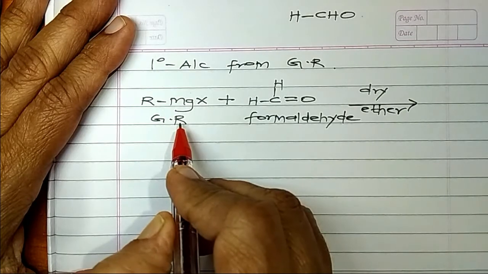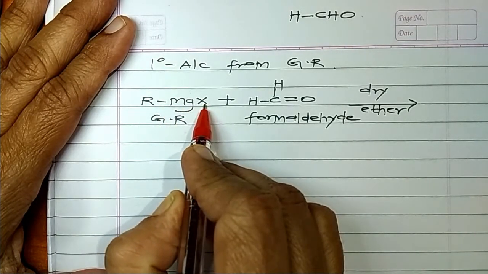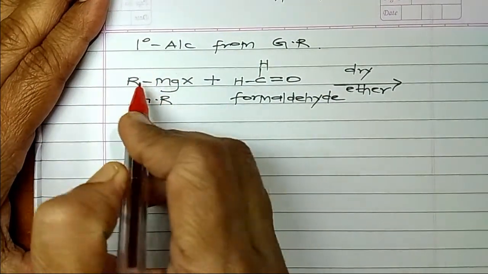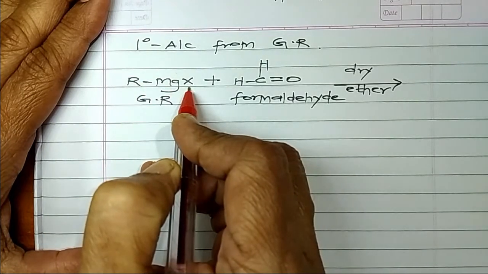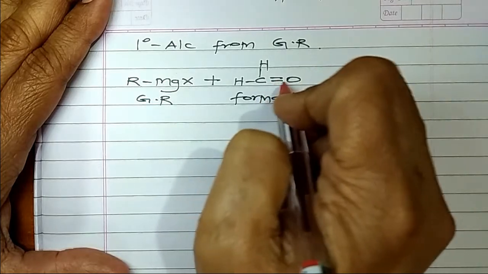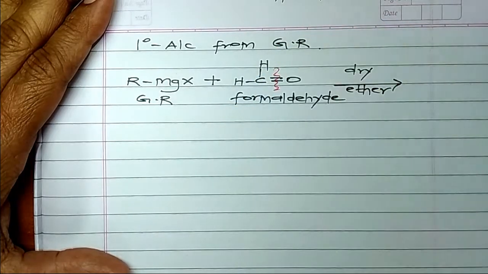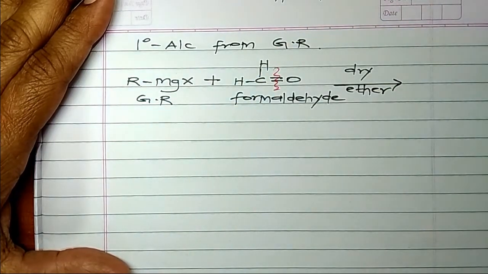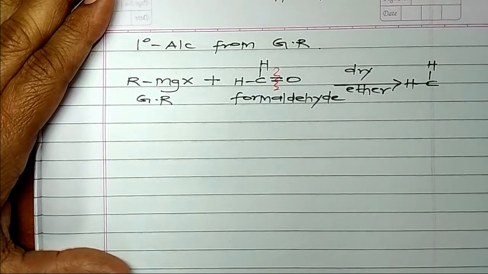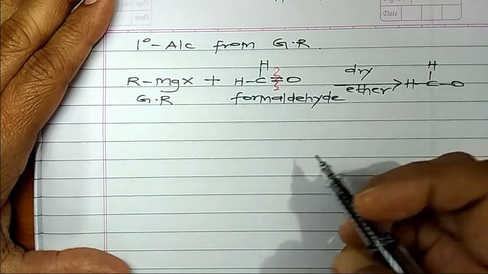Now when we see the Grignard reagent, you have two parts, the R part and the MgX part. So we have R here and MgX here. The reaction will take place across the double bond. Your double bond will break. When it breaks, the double bond becomes a single bond to O.